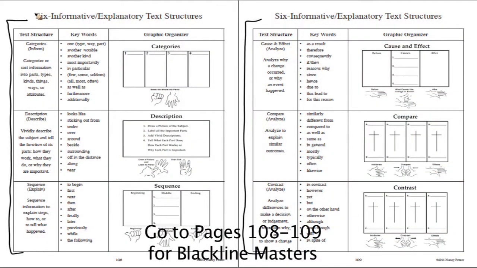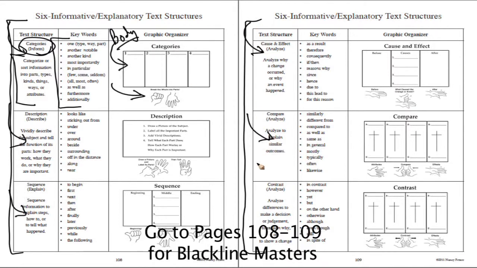Here you will find the first 2 pages of our organizational tool. Notice you will see that it will give you a definition. Like here we have the text structure, categories, and it gives you a definition. It gives you keywords that you would find many times when you're using a category organizer. Then it shows you the body of that organizer and the quick hand sign. You will then see for description, for sequencing, on the facing page, cause and effect, compare, contrast. It has the same exact information for those types of organizers.